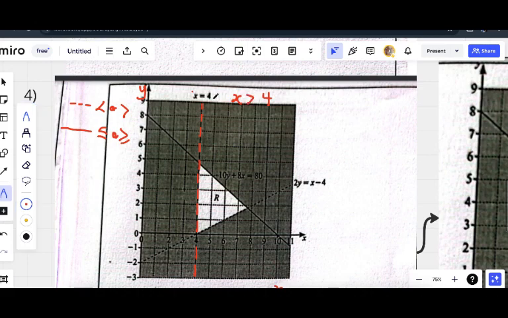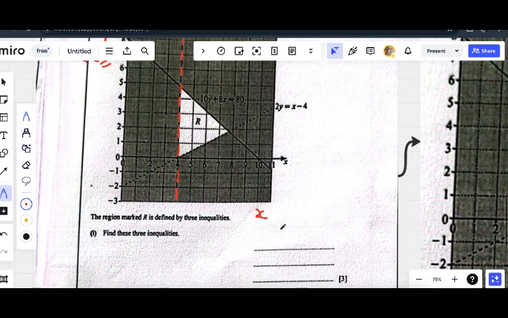They've already given you this question. They've helped you halfway. They just want you to change the equation to inequality. Why did we not say greater than or equal to? Because this line is not a solid line, it's a broken line. So you just write down inequality here. You say x is greater than 4.